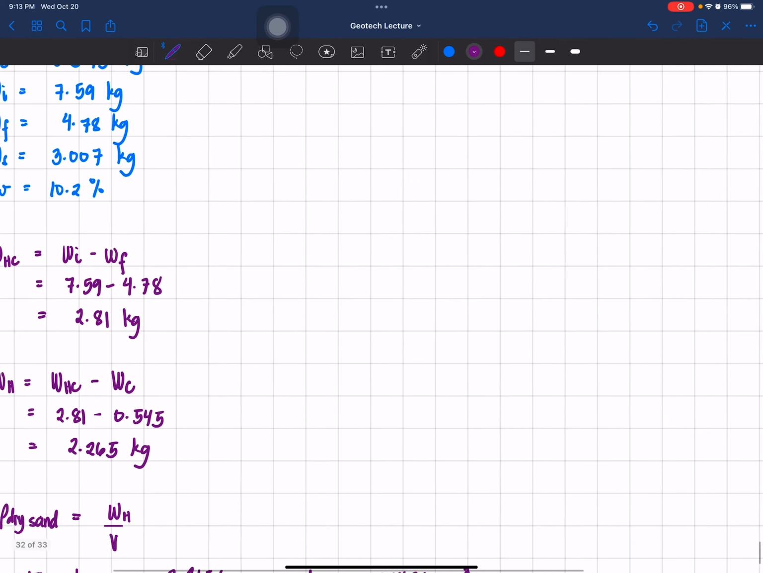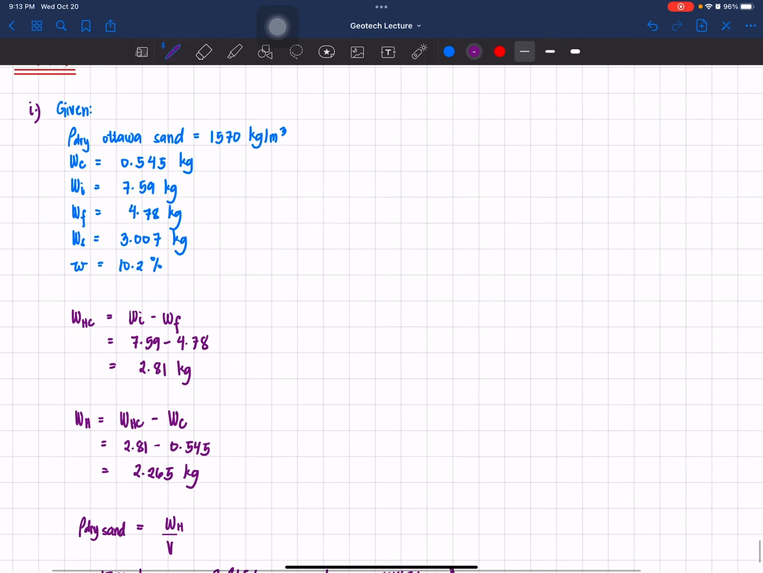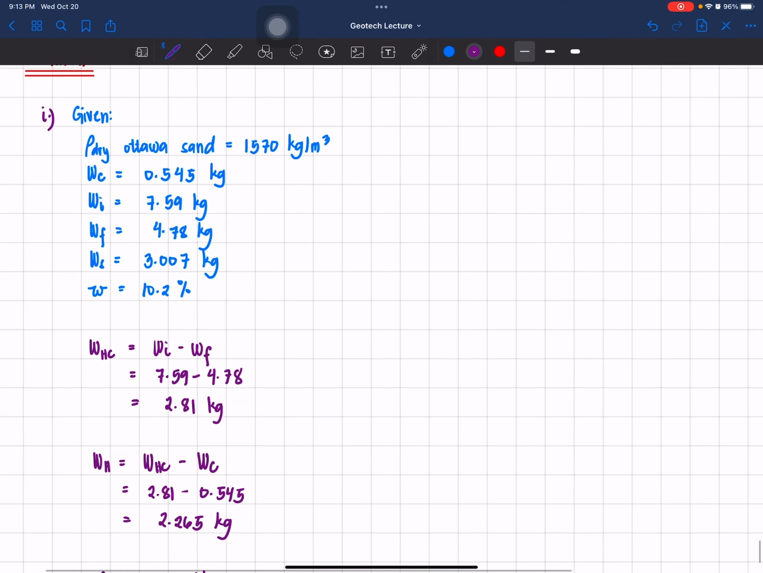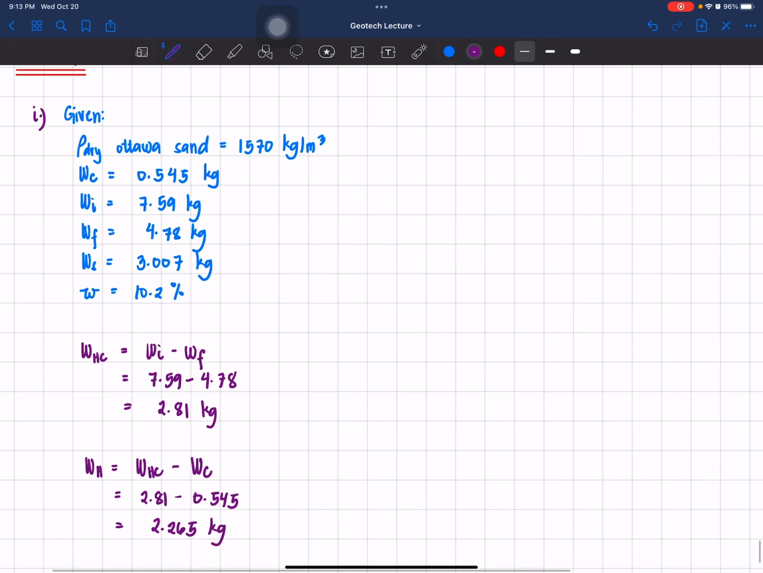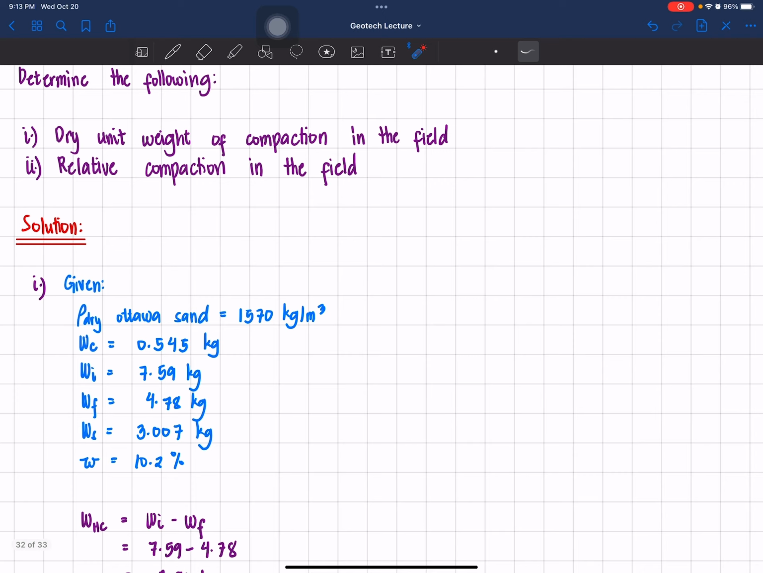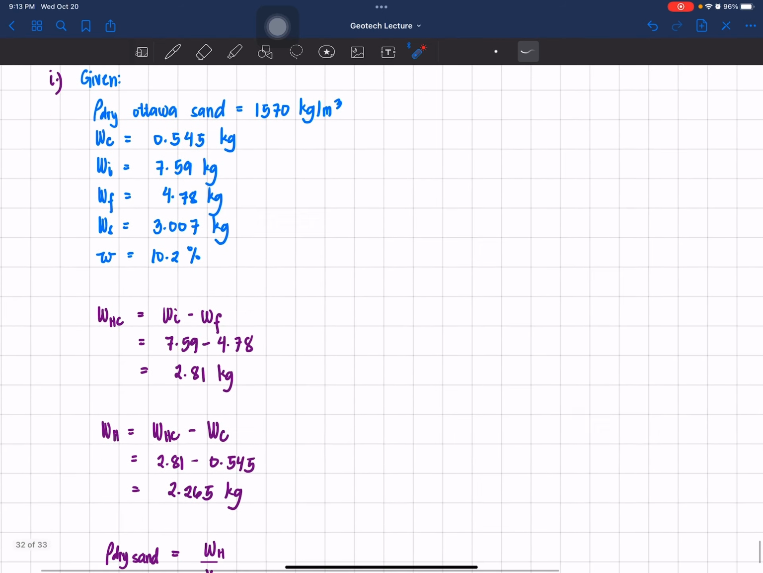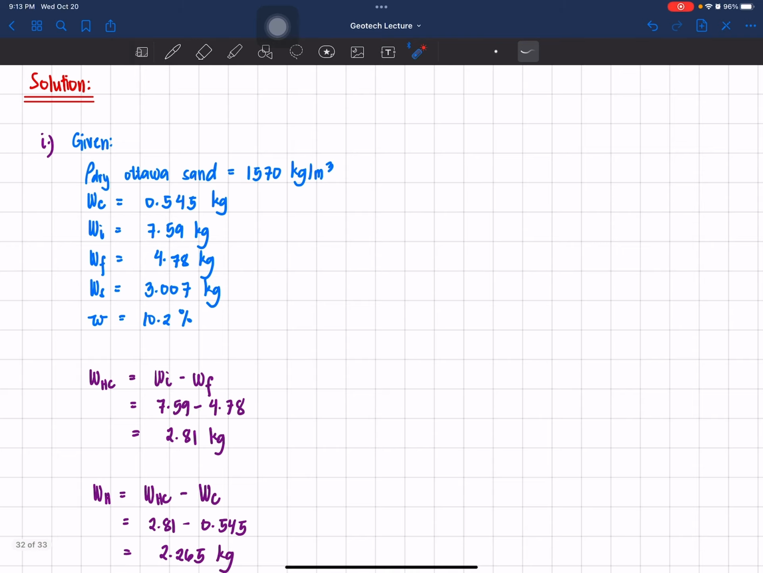Remember, we were given earlier the moist density, or should I say the weight of the soil, which is 3.007. So the weight of the soil that was dug out is 3.007. But take note, that's the moist density. What the question asks for is the dry unit weight of compaction in the field. So how do we get this?